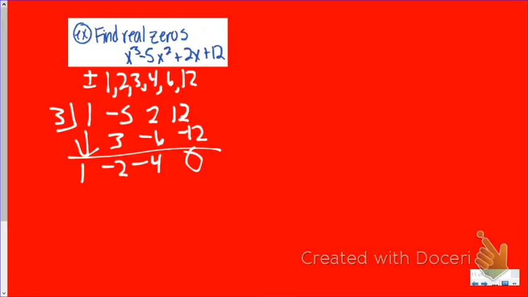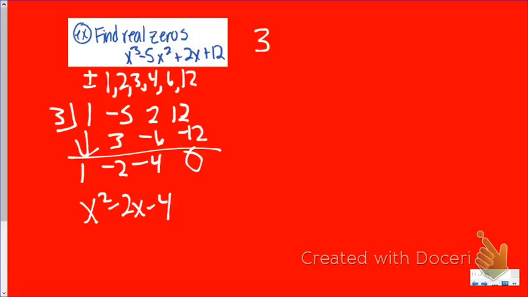My goal here was not to factor, my goal was to find the zeros. The reason for that, if you look at this remaining polynomial, x squared minus 2x minus 4, I can't factor that. There's no numbers that multiply to negative 4 and add to negative 2. But I don't need a factor, I'm trying to find the zeros. Well, I already know one of those zeros, it's 3, because I got 0 as a remainder. So what I need to do now is find the zeros for the remaining function.